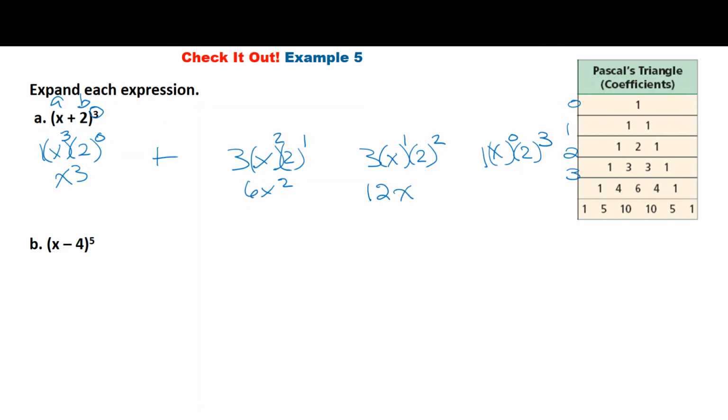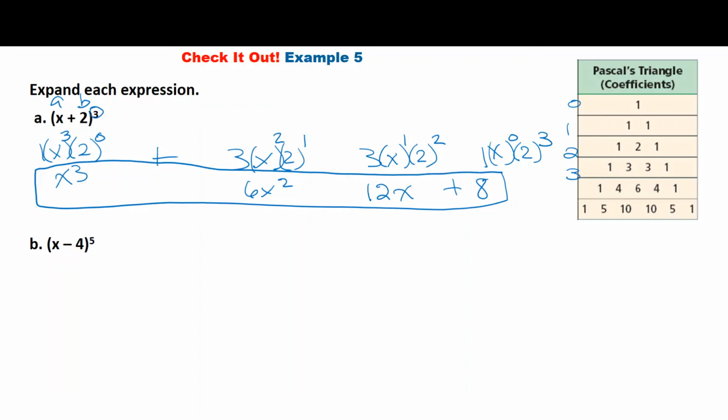And then now we have no x's. 2 times 2 is 4 times 2 is 8, plus 8. So there is our answer. I wrote it awfully big there, but you can see it clearly.